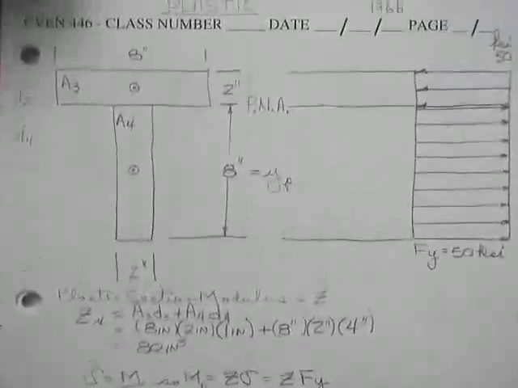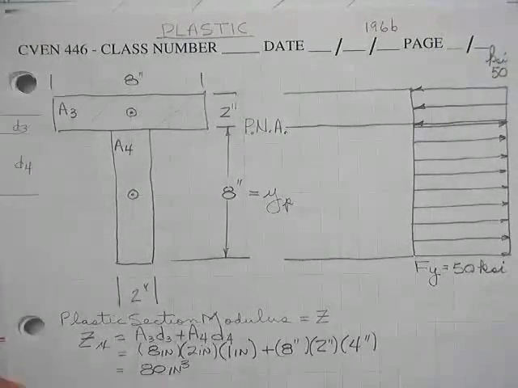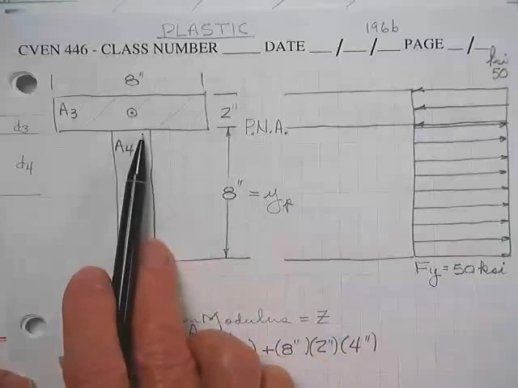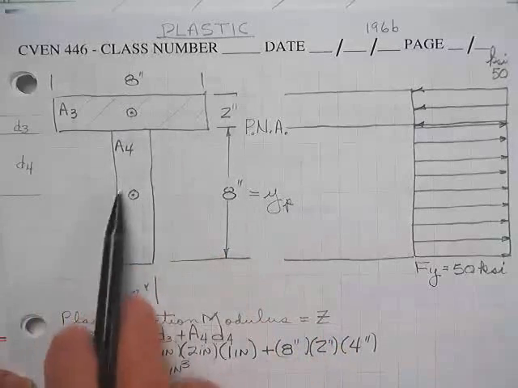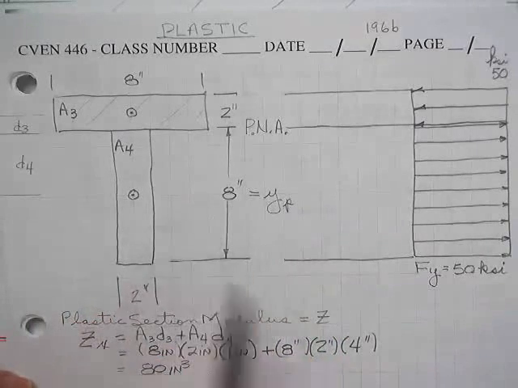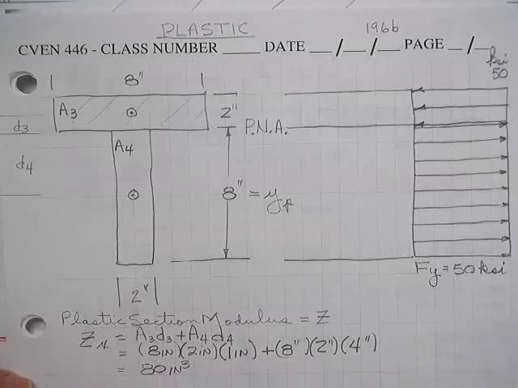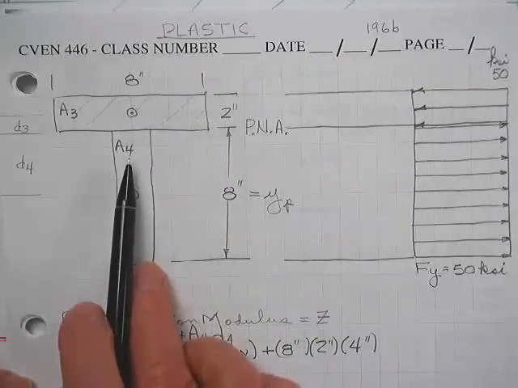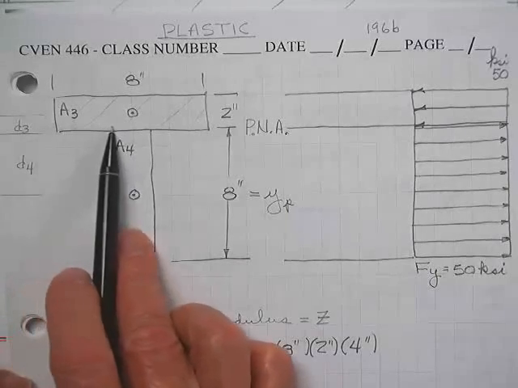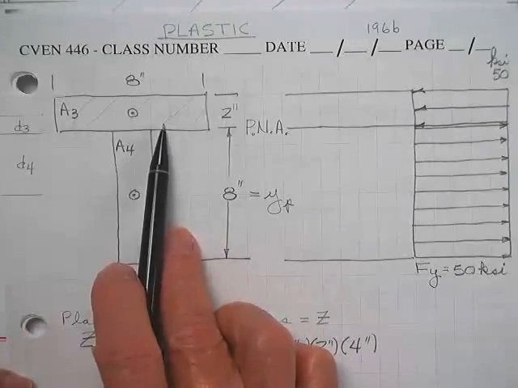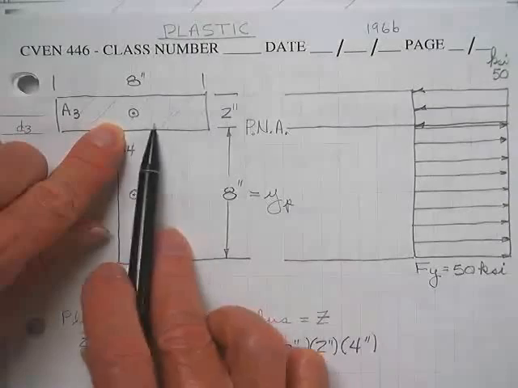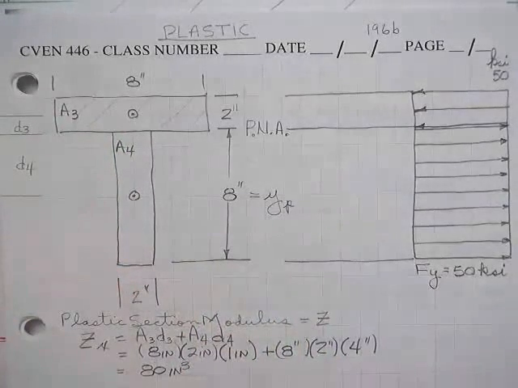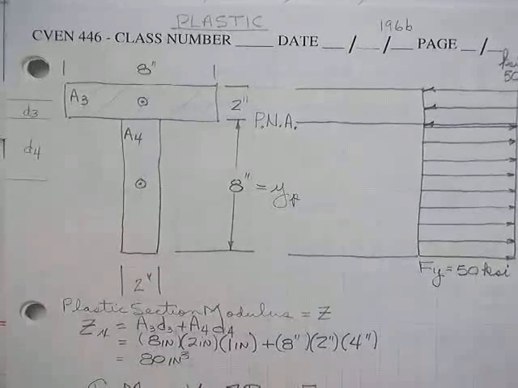Here is a person interested more in plastic design. They located their plastic neutral axis by drawing a line which divided the area above that line equal to the area below that line. Since they were both 8x2s, they had an easy job of it. Had they had an 8x2 on top of an 8x1, they'd have probably had to go ahead and guess the plastic neutral axis up in here somewhere and solve for its location such that the area crosshatched above that line was equal to the area below that line plus this area. That would be where the plastic neutral axis has to be.